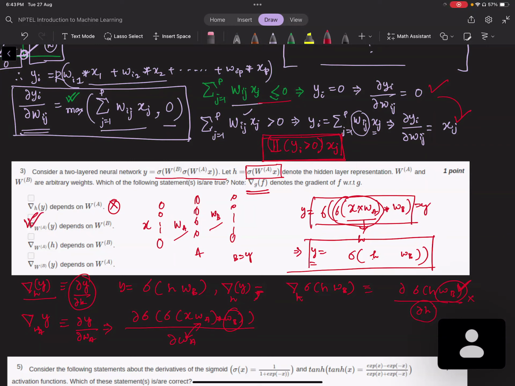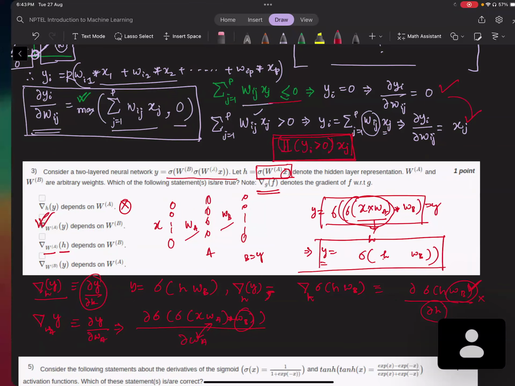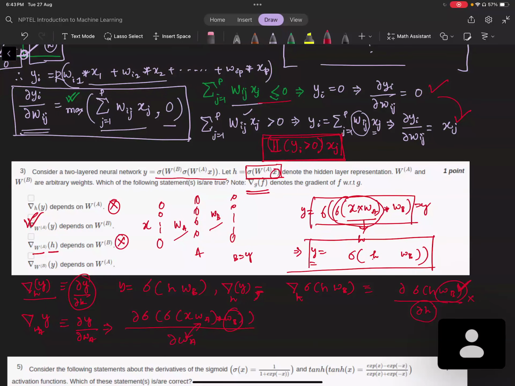Similarly, dou H by dou WA will depend on X. So it will not depend on WB. Hence this will be incorrect. And similarly, the fourth option, dou Y by dou WB depends on WA. Yes, because Y is this. If you find dou Y by dou WB, this will be dependent on WA because WA is in the equation. So option D will be correct.